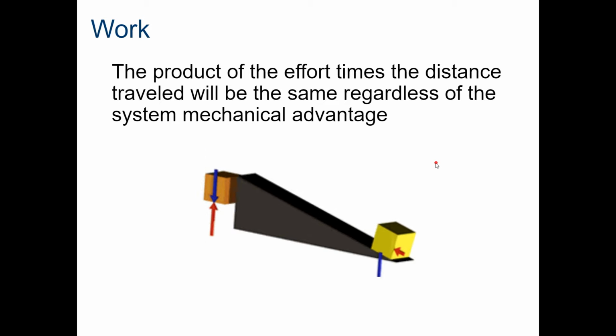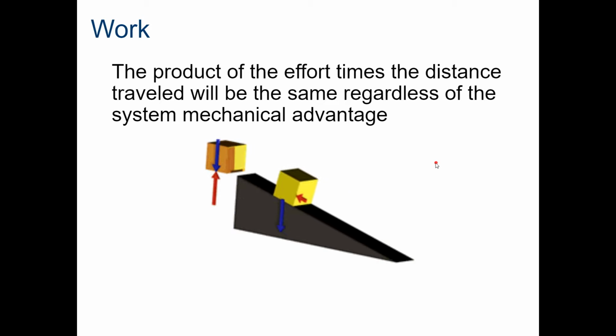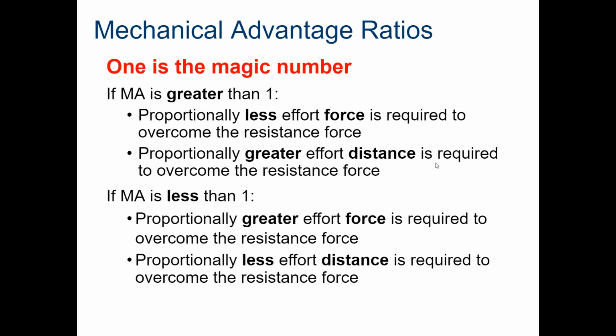Now, the product of the effort times the distance, so the work, will be the same regardless of the system mechanical advantage. So let's talk about these ratios. One is the magic number. It's our pivot point, our turning point, meaning this.